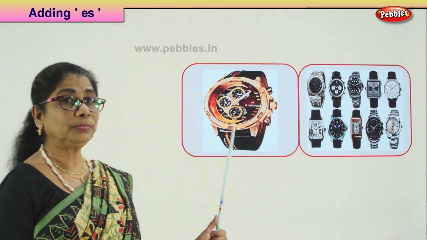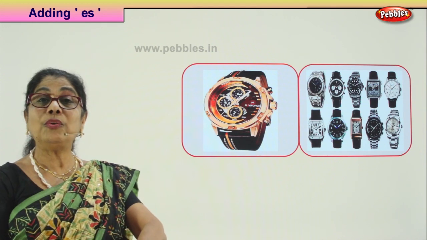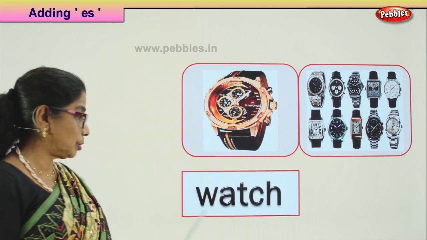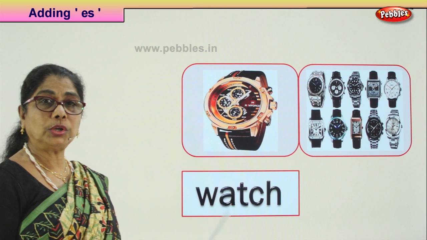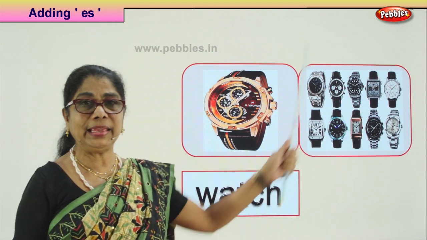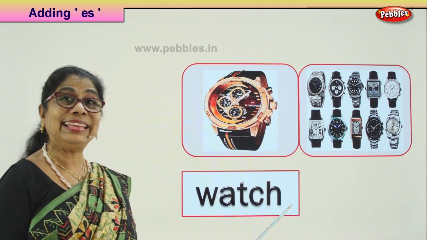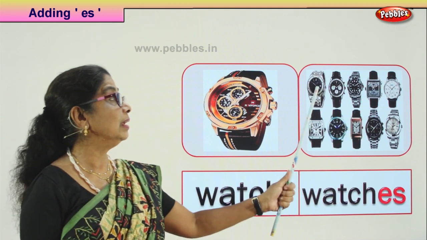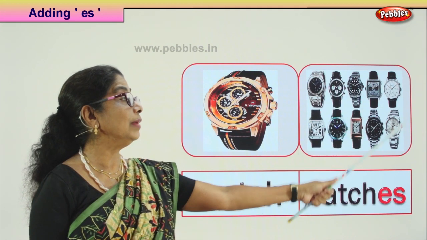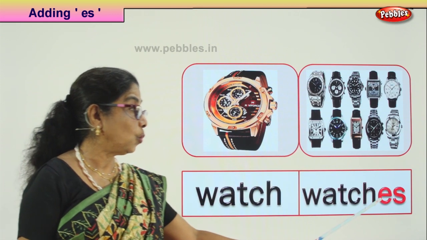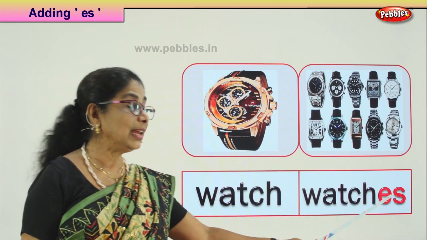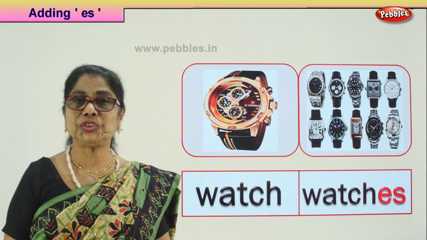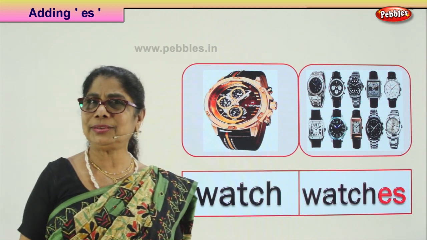Look what we have here. What is it? What do you wear on your wrist? Good. Watch. One watch. And here, many. To form the plural, what do you add? Yes, watches. There are 2, 3, 4, 5, 10 watches. One watch, 10 watches. To form the plural, you add es to the singular. Watch, watches. Good. Shall we look at another picture?